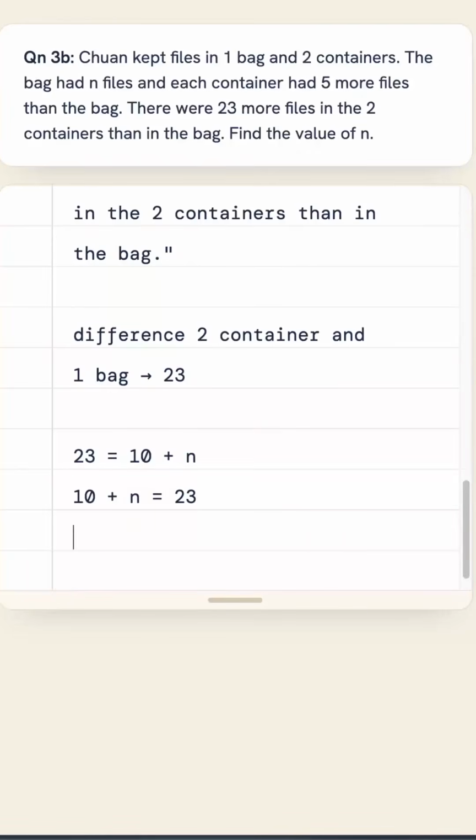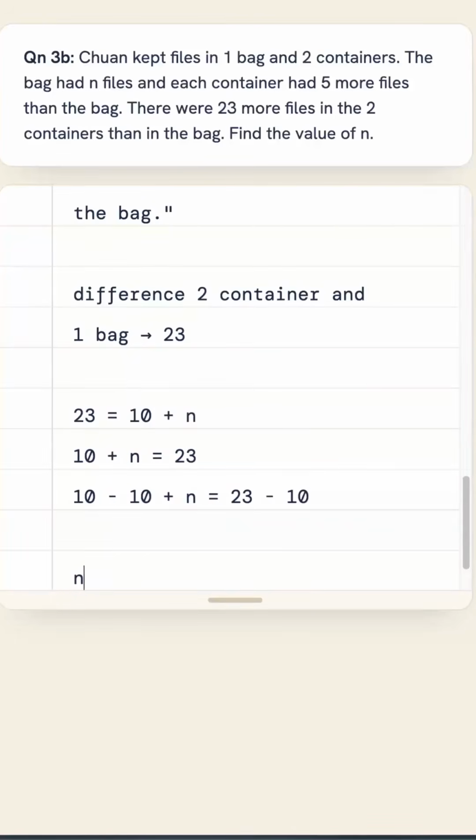So if we were to minus 10 on each side of the equation, that means n will then be equal to 13. So the answer to this question is 13. There you go.